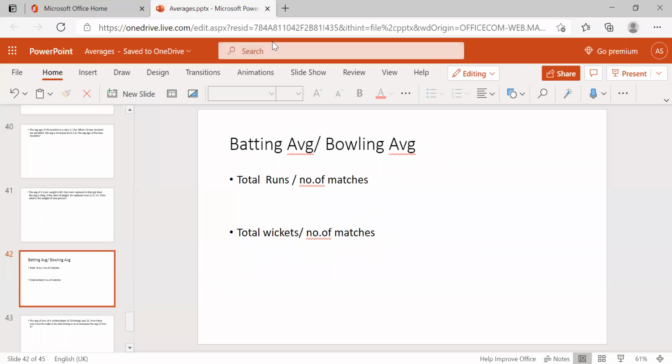If the batting average increases, then he is a good batsman. If the bowling average increases, he is the worst bowler, because if the bowling average increases, that means he is giving more runs and taking fewer wickets. So he is the worst bowler. If the batting average increases, he is the best batsman. Now we are going to solve a few problems based on this.